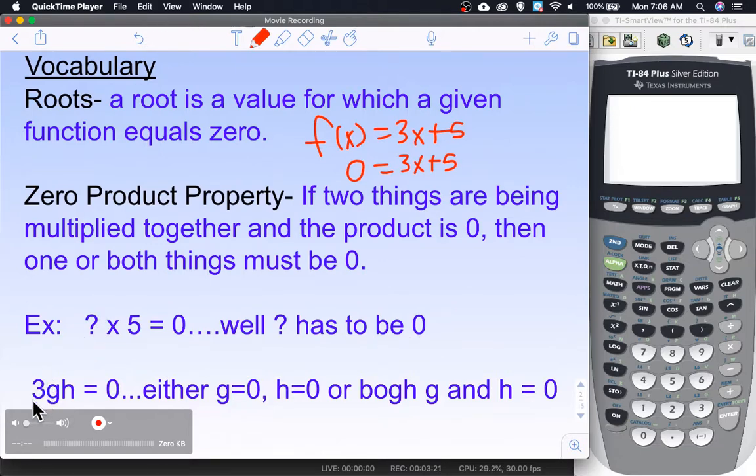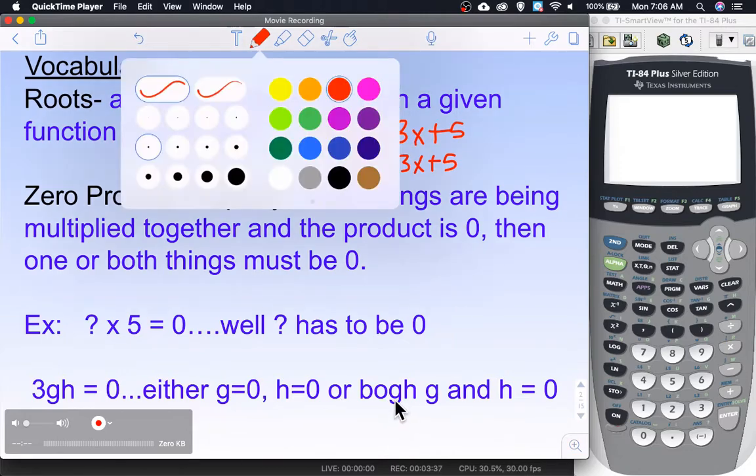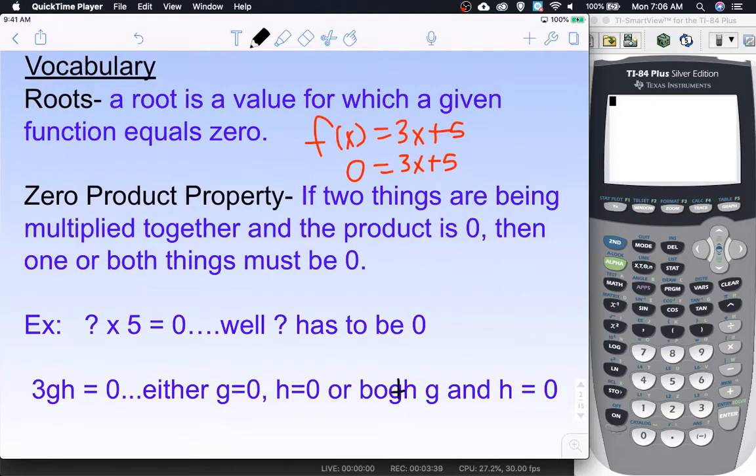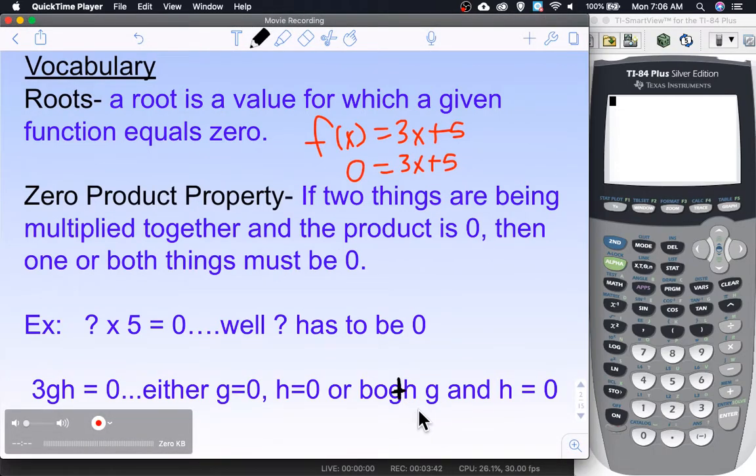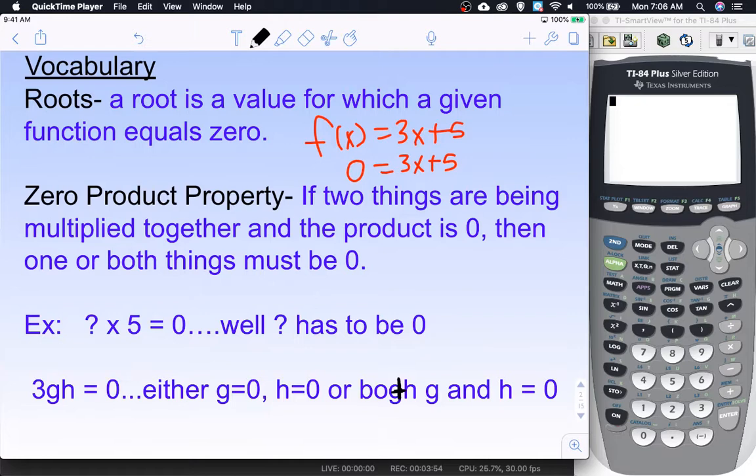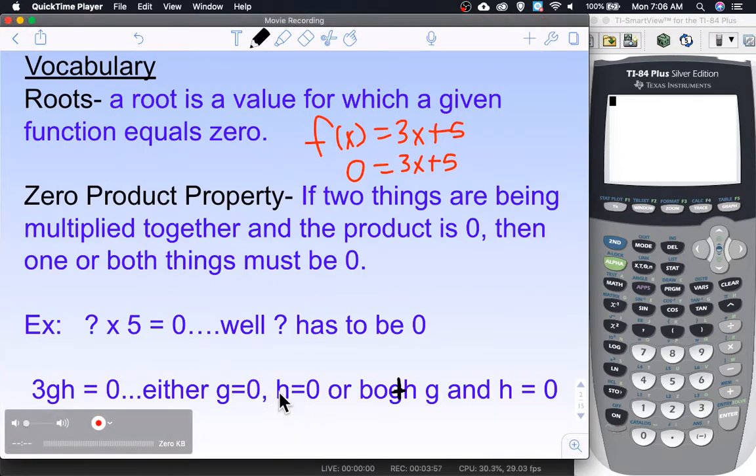Or another example, if 3gh equals 0, well, you know the 3 is not 0, so either g is 0, h is 0, or both g and h equal 0. So that's what the zero product property tells us: if you have 2 things that are multiplied together and they equal 0, one or either of them is 0.